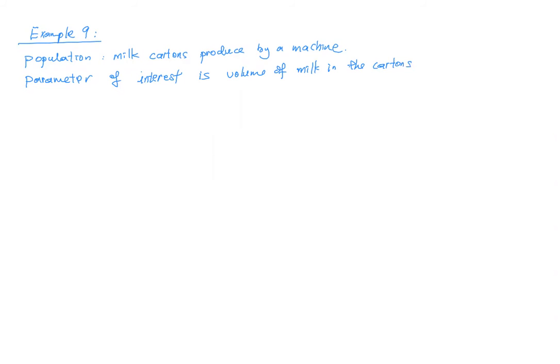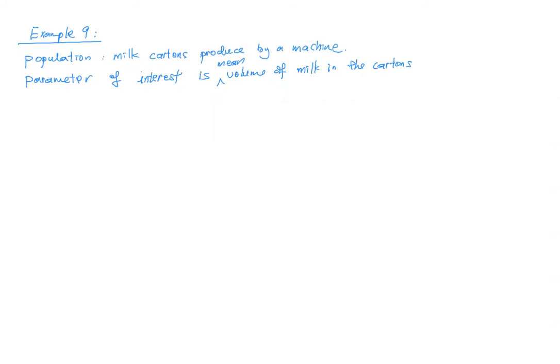Is it the volume of milk or the mean volume of milk? Your parameter of interest, is it the volume or the mean volume? You're right, mean volume. Mean volume of milk in the cartons that is produced by this machine. Okay, good. So what is our point estimator?